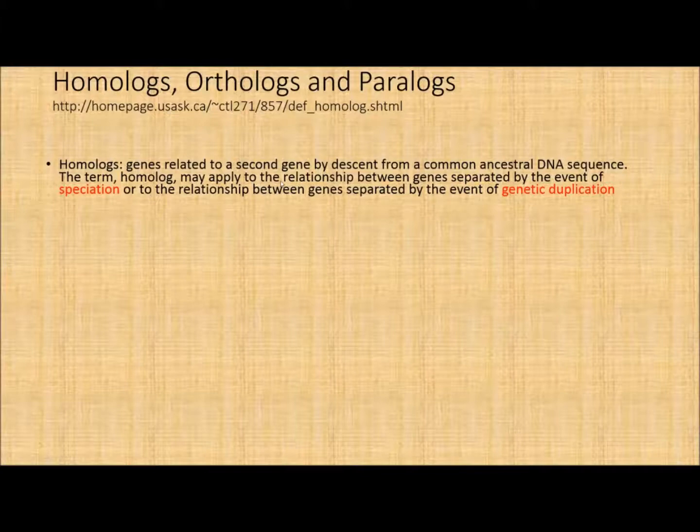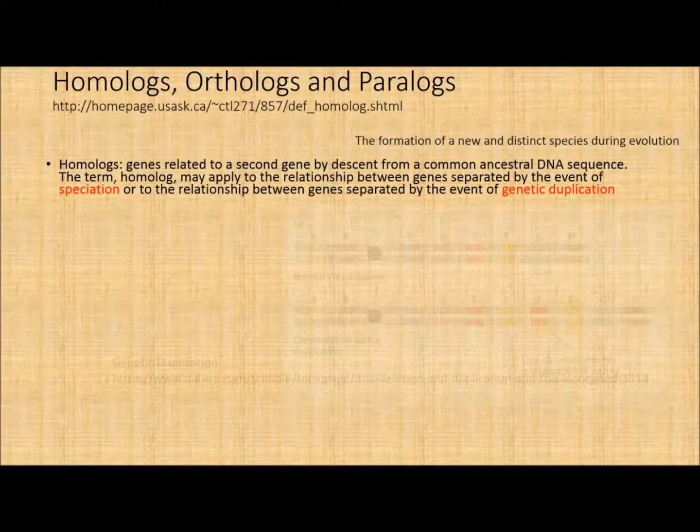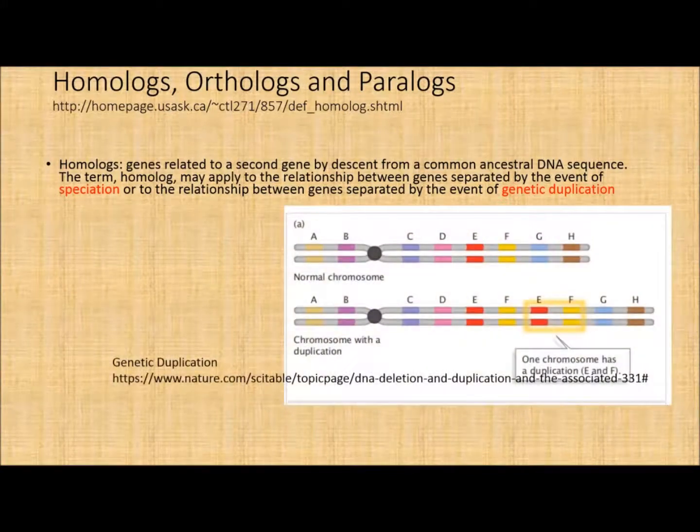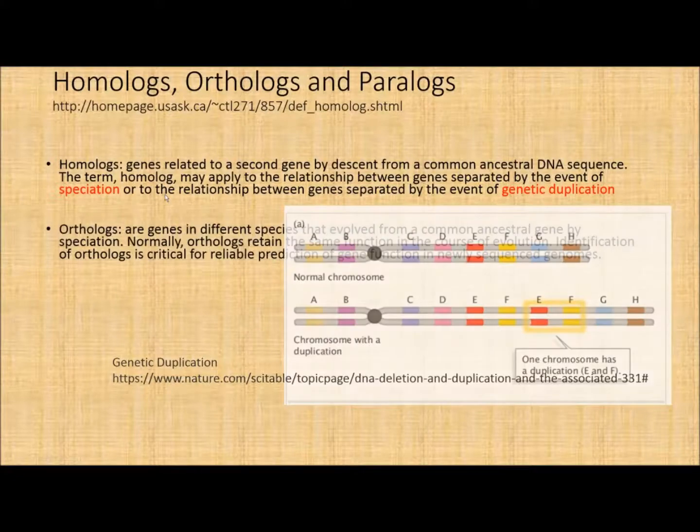Now, a homologue may apply to a relationship between genes that evolved and became slightly divergent because of speciation. What is speciation? The formation of a new and distinct species during evolution. Or it may apply to the relationship between genes separated by events of genetic duplication. So, for example, here you'll see a chromosome, and this region EF is duplicated. And the moment it is duplicated, it then becomes different. So what you'll see here is a chromosome within the same species which is different, and in the case of speciation, it forms a different species.